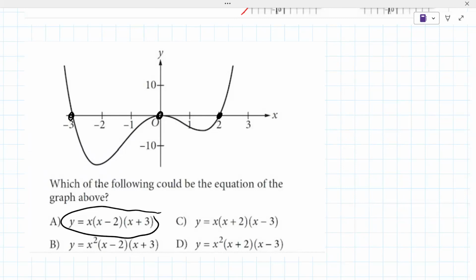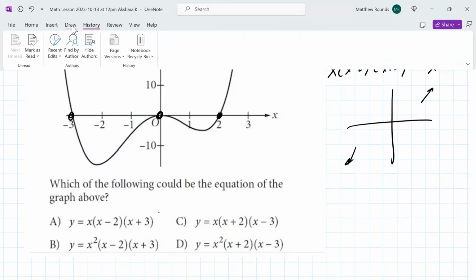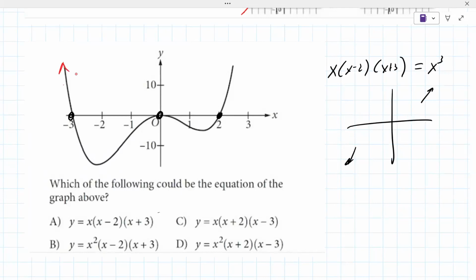When you multiply this out, x times x minus 2 times x plus 3, you end up getting x cubed. And a cubic starts low and ends high. This one starts high and ends high. So this has to be an even degree.